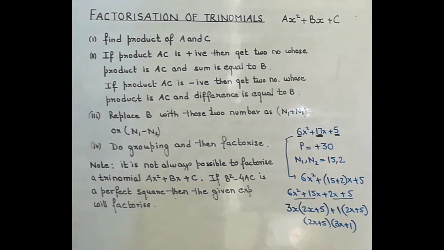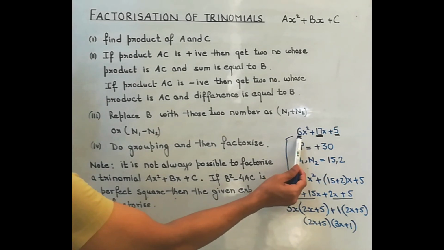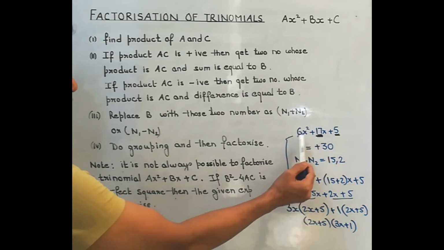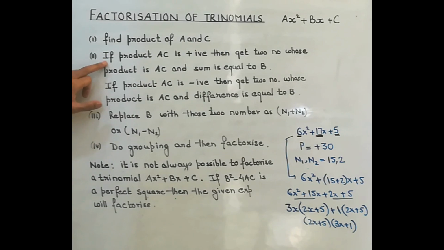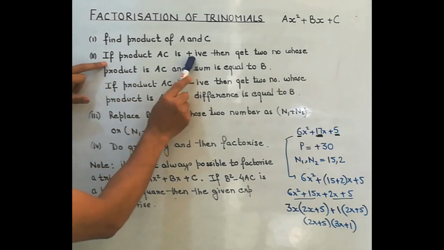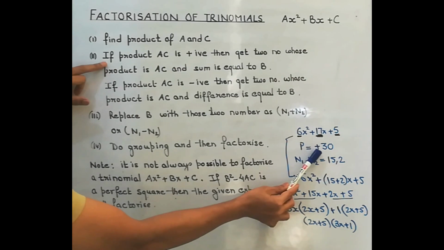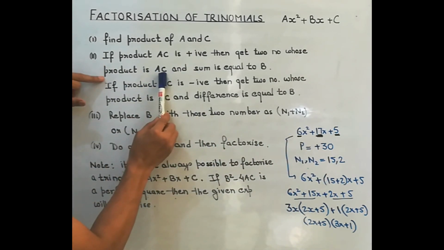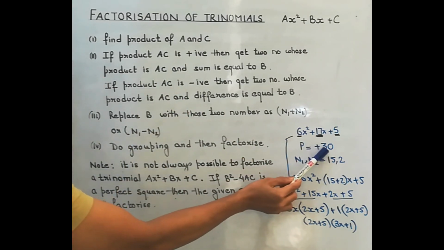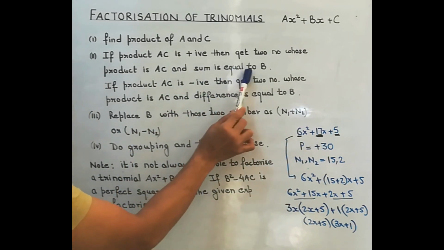So this is how we will be doing these questions. We will just simply follow the steps given to us. What were the steps? The first step says find the product of A and C. So we have got these two numbers A and C, and their product will be plus 30. Second rule says if product is positive, then you will get the two numbers whose product will be 30 and the sum is equal to B.